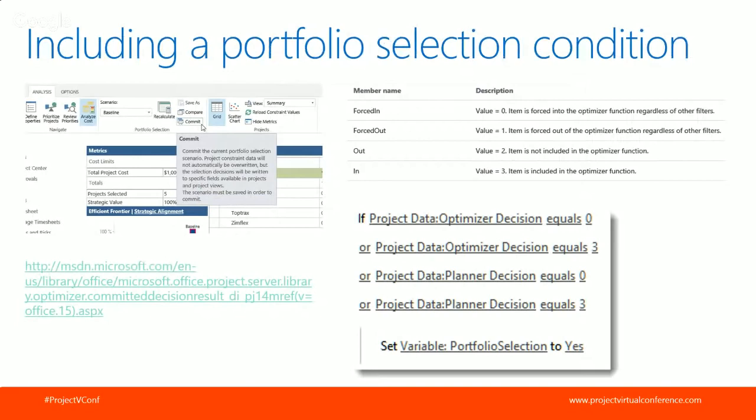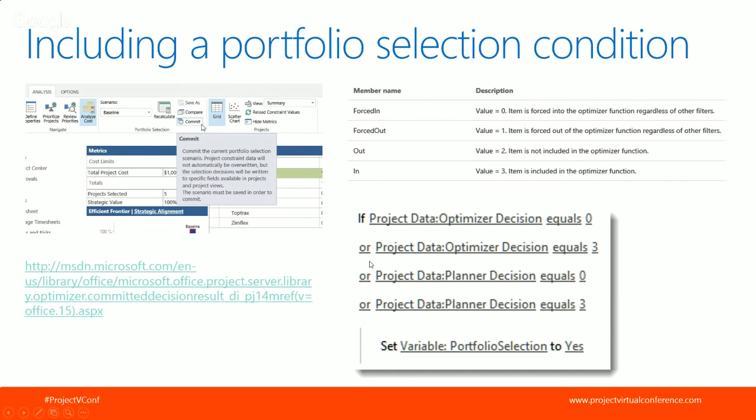Next tip. Some of you may be aware that there is a feature in the product called Portfolio Analysis, where you're able to select your projects based on their value to the organization. You're able to use either cost or resource constraints. So when you configure that in workflow, I have an example here.